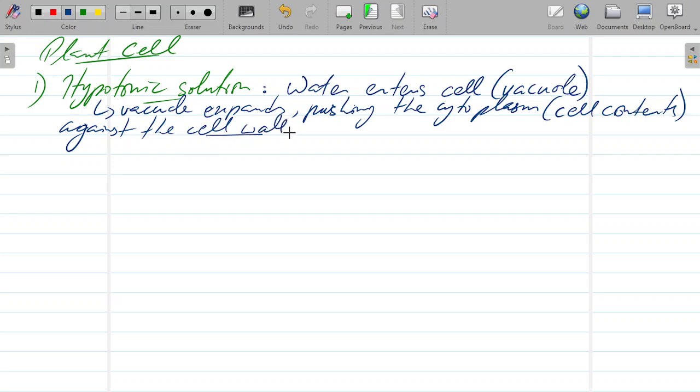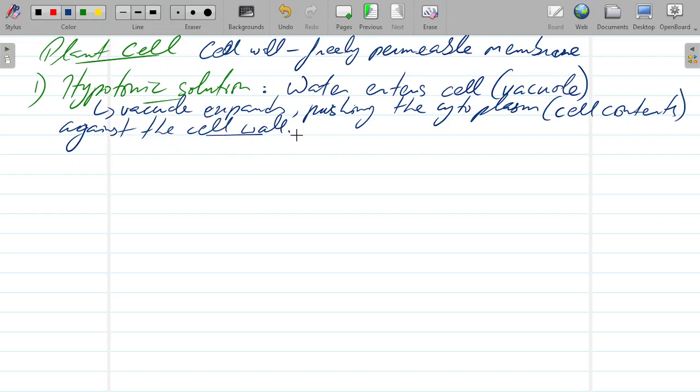The cell wall is freely permeable to everything. So not just water, right? It is a freely permeable membrane. So it does not control the movement of any substance, right? Because that's not its role. Its role is structure and strength, right? And so that's what's going to happen now.